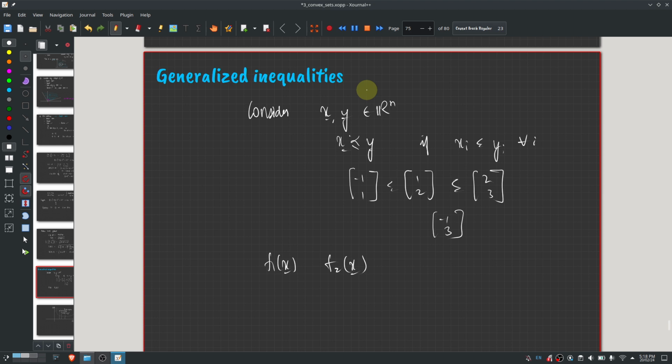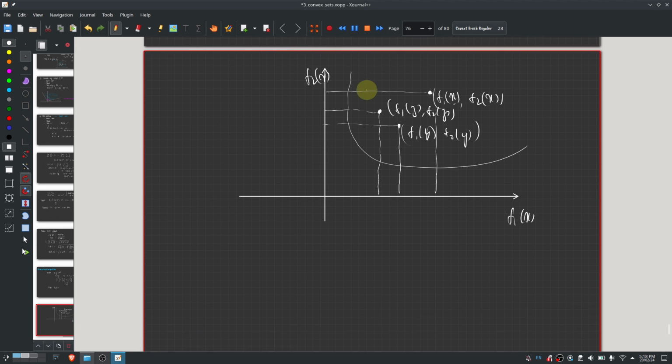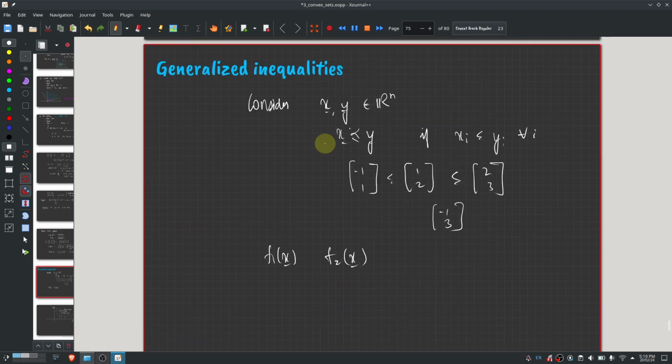But as we'll see later, when we deal with duality and so on, these generalized inequalities help us in other ways. But one canonical example to have in mind is when you have two conflicting objectives and you want to minimize both these objectives somehow. So the question is how can I describe this generalized inequality in terms of cones?